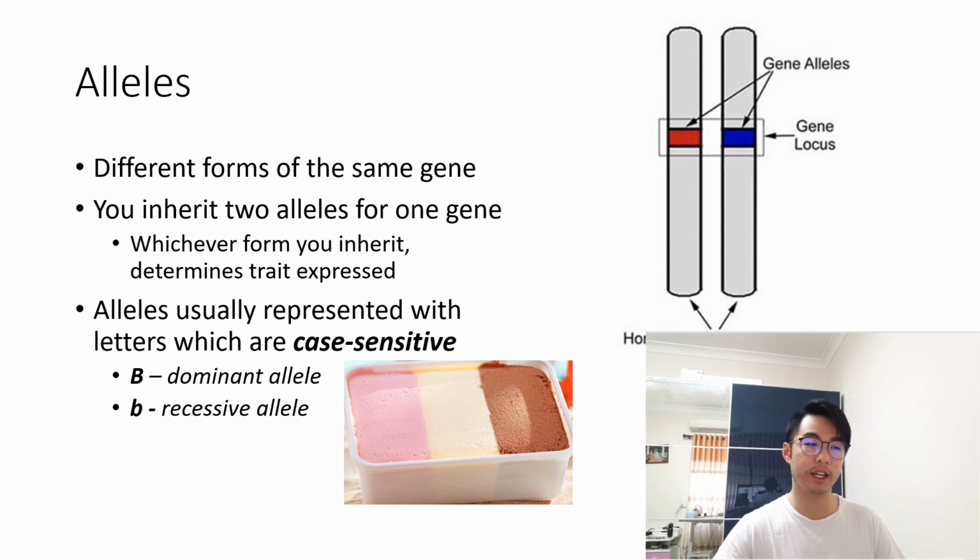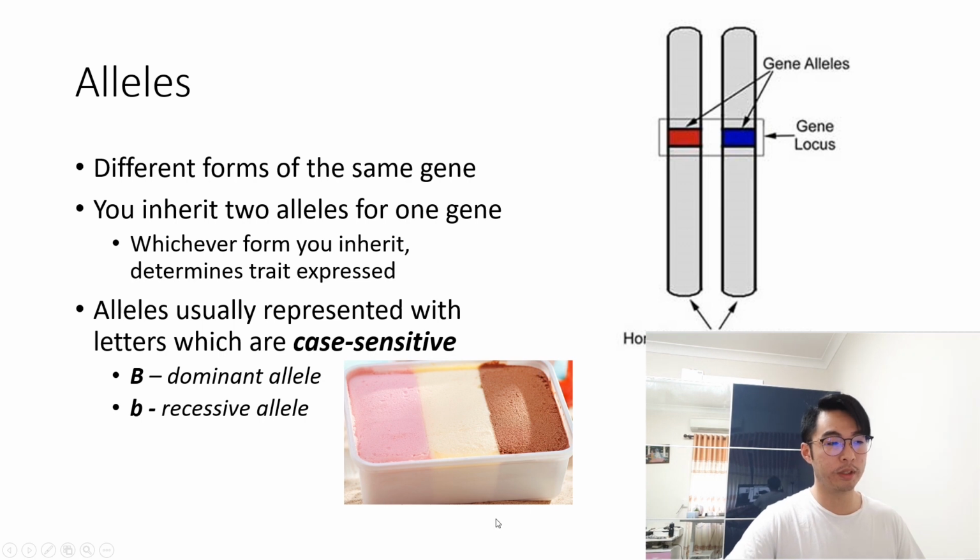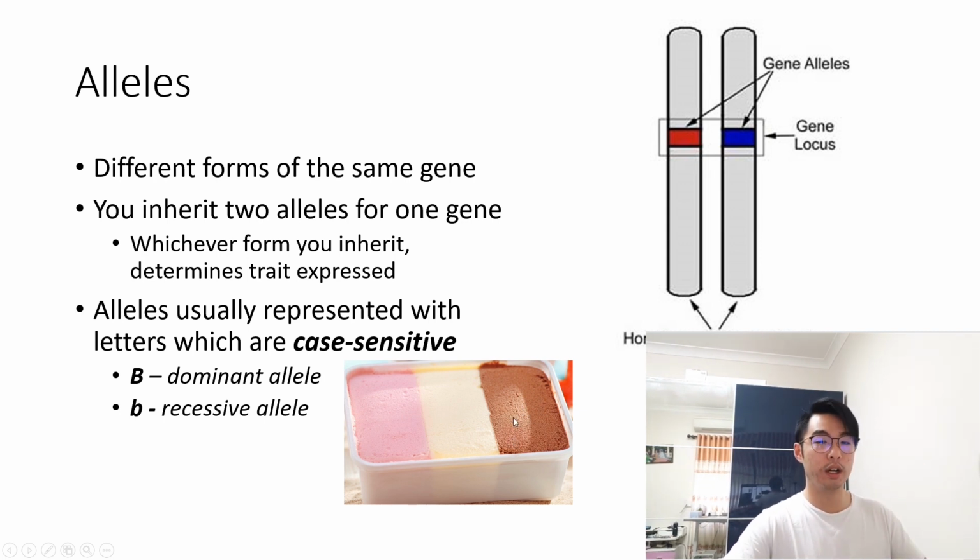And what do I mean by that? Well, you can think of genes like ice cream. If you look here, I've put an image of an ice cream tub. If I showed you this, you'd be able to tell me that it's ice cream. Not only would you be able to tell me that it's ice cream, you'd be able to tell me the different types of ice cream: chocolate, vanilla, and strawberry. There are different types of ice cream, but at the end of the day, it's still ice cream. It's the same as genes.